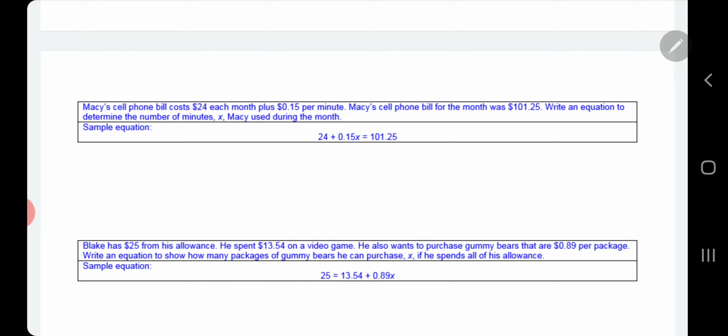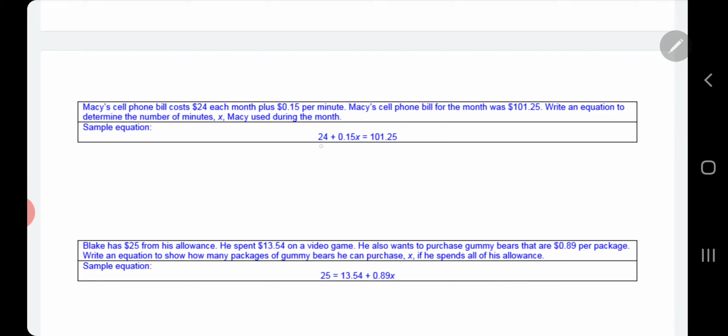Going back to this first sentence where it says Macy's cell phone bill costs $24 each month, that's a given value. It automatically costs 24. So we know it's going to be 24 plus, once again, 15 cents. And keyword here, when we hear that word per, it usually indicates a variable. So 15 cents per minute. Once again, we're letting X represent every minute. So $24 plus 15 cents times however many minutes she talked equaled $101.25.